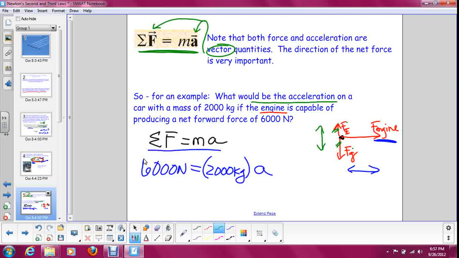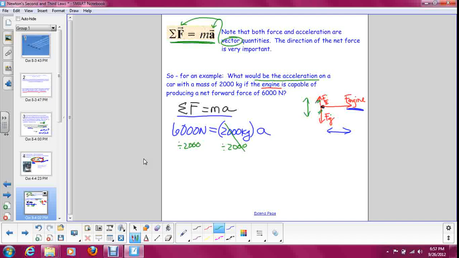So to solve this problem, you want to get A all by itself. So you divide both sides by 2,000. It cancels on this side, and you're left with 6,000 divided by 2,000. Hopefully all of you can do that in your head. And it's 3 on this side, and all we're left with over here is A. So the acceleration of this car is equal to 3. But 3 what? 3 puppies? No. We need units for acceleration here. And hopefully all of you remember that the units for acceleration are meters per second squared.